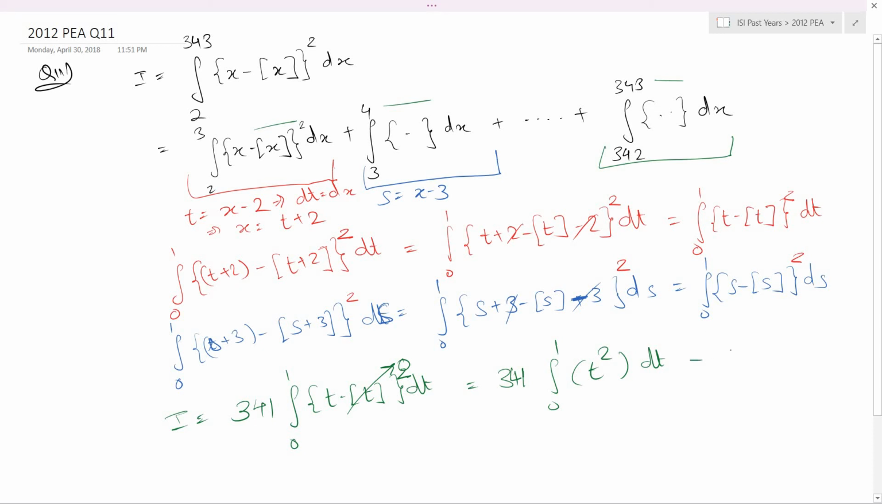And that is equal to 341 times the integral of t square dt, which is just 1 by 3. So 341 by 3. So that's your answer, which is your option C. So that's your answer.